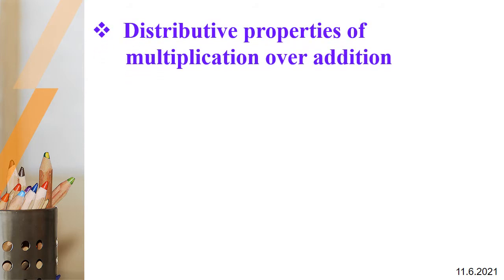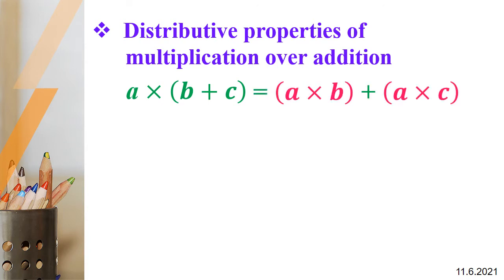Now let's recall distributive properties of multiplication over addition. That is, when a number is multiplied by the sum of two whole numbers, it is equal to multiplying the number by each of the two numbers and finally adding the values. That is, a × (b + c) = a × b + a × c.